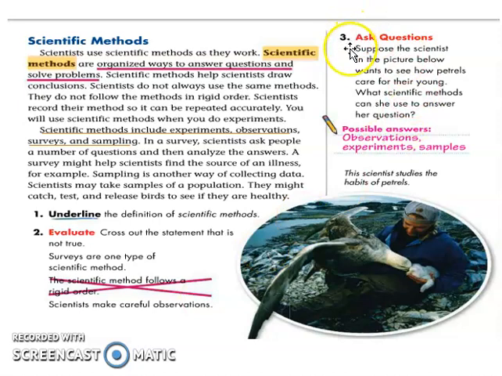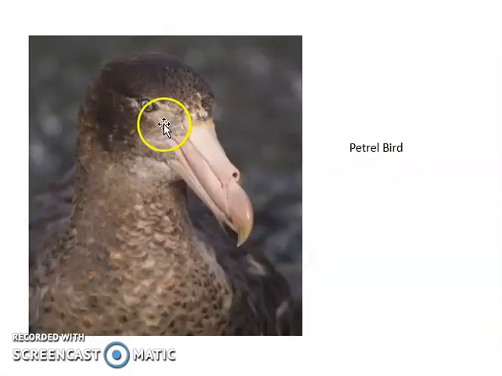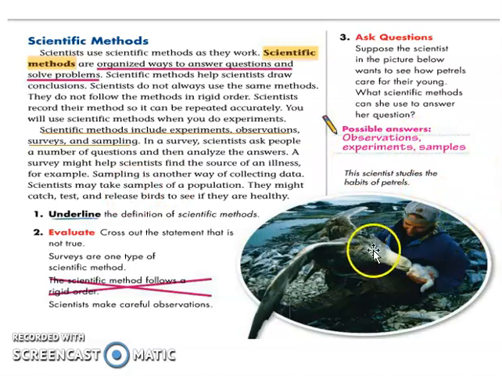Let's go to number 3. Let's ask questions. Suppose the scientist in the picture here wants to see how petrels care for their young. A petrel is a big bird in the Arctic region, and a petrel bird has a long beak with a tube here. It's a unique kind of beak, used for breathing. Now, the scientist wants to know how this bird takes care of its young. Young meaning baby. What scientific method can she use to answer her question?